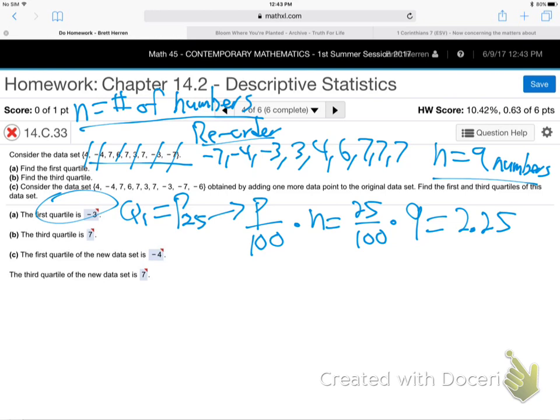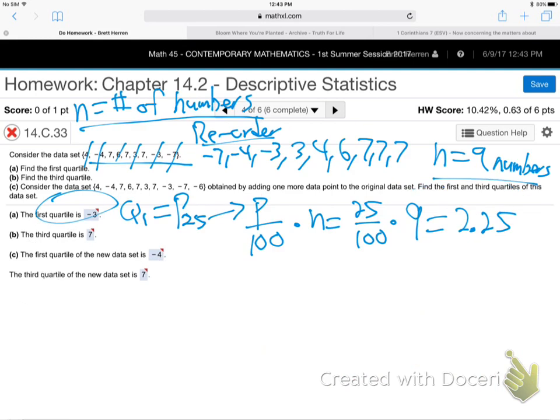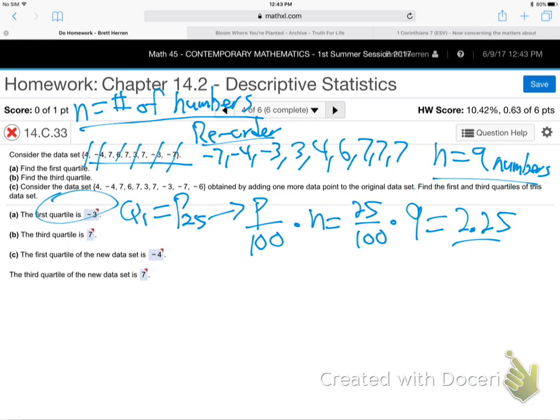Now careful, if you look back here, I called that L for locator, because here's the mistake a lot of students make: they look at that and they go, okay, that's my number. No, that's a pointer. That's a locator. He's pointing at something. So what does he point? What is it? Well, first off, is he a whole number or is he a decimal? He's a decimal. What do you do for decimals? Round it up. Even like 3.1. So it's a decimal, so I got to round this up to 3. So it's not rounding off. It's not rounding to the closest.